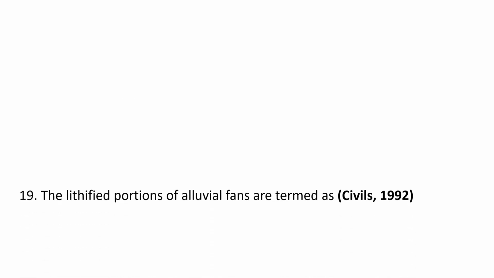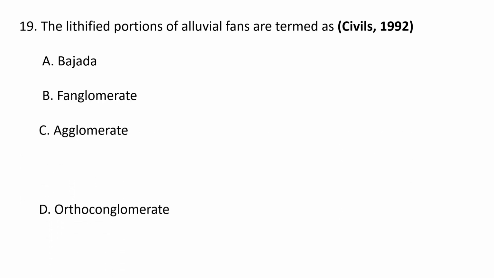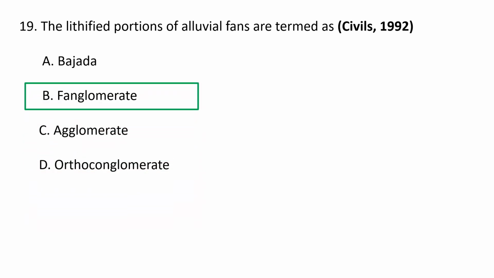Next question. The lithified portions of alluvial fans are termed as A. Bajada, B. Fanglomerate, C. Agglomerate, D. Orthoconglomerate. So the correct answer is fanglomerate. It is a sedimentary rock which consists of slightly water-worn and heterogeneous fragments of different sizes deposited in an alluvial fan, and later these can be cemented to a firm rigid rock. These are known as fanglomerate. So B is the correct answer.